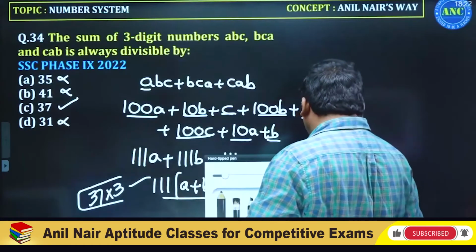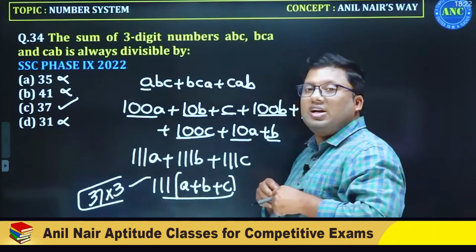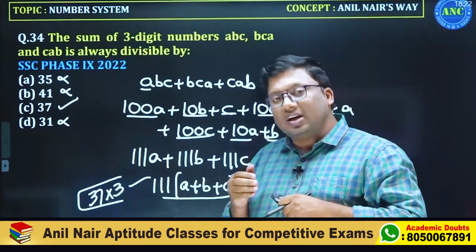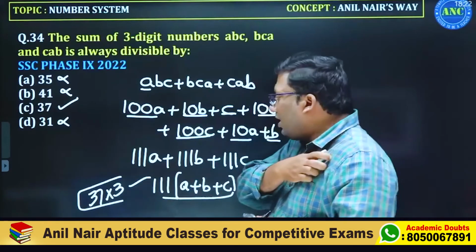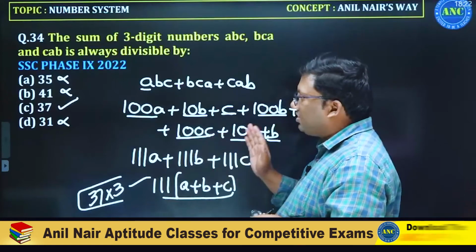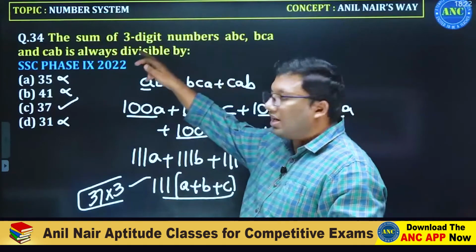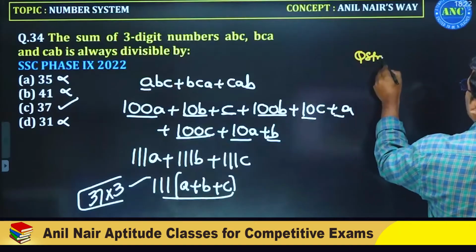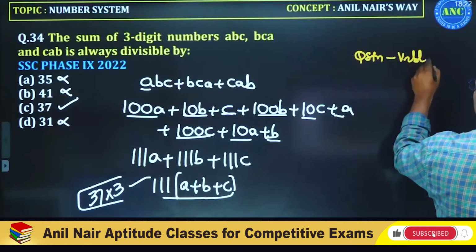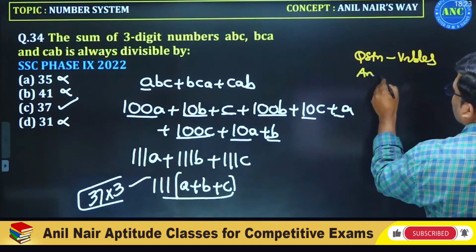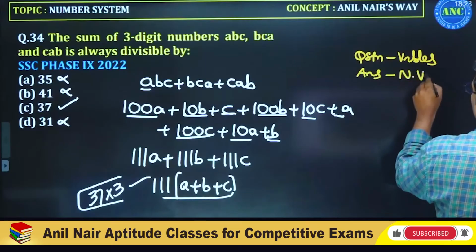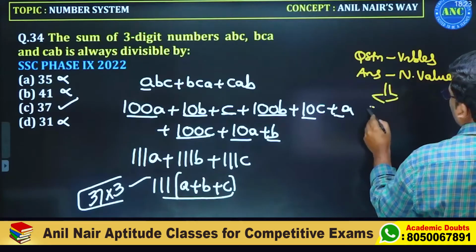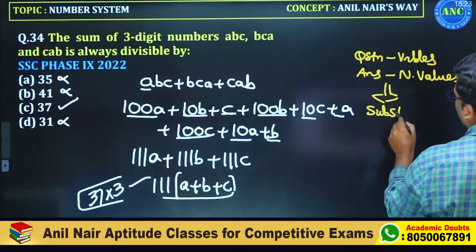ABC plus BCA plus CAB. A is in hundreds place, A is in units place, A is in tens place. 100A plus 10A plus A, 111A. 111B, 111C. Or what you can do is, question contains variables. I told you so many times, sir. If question contains variables, answer contains numerical values, what is the best method to solve the problem?